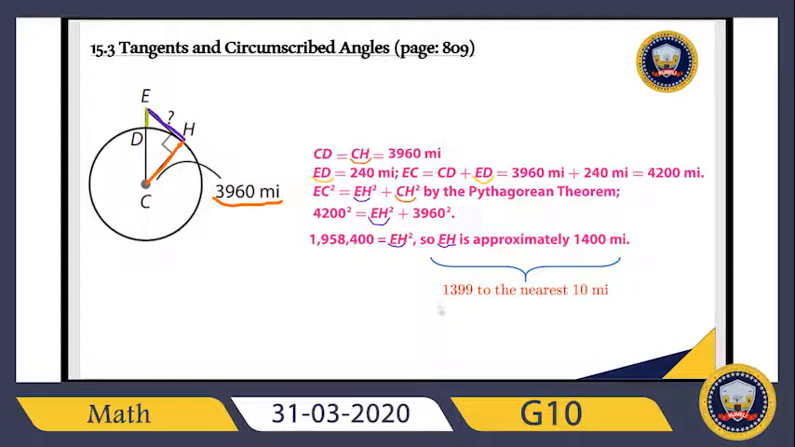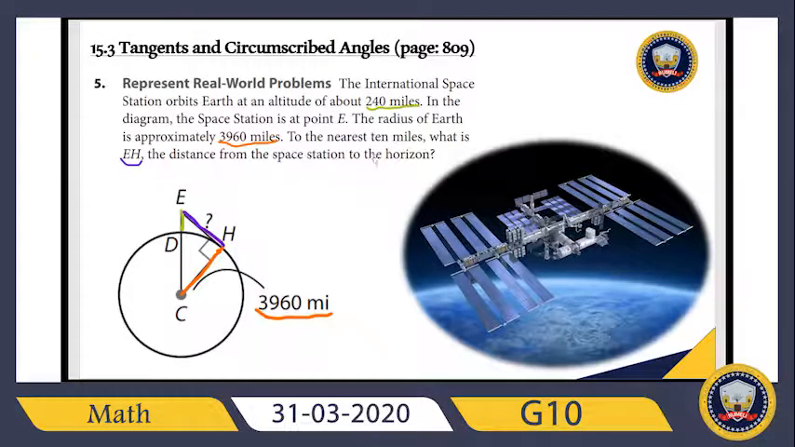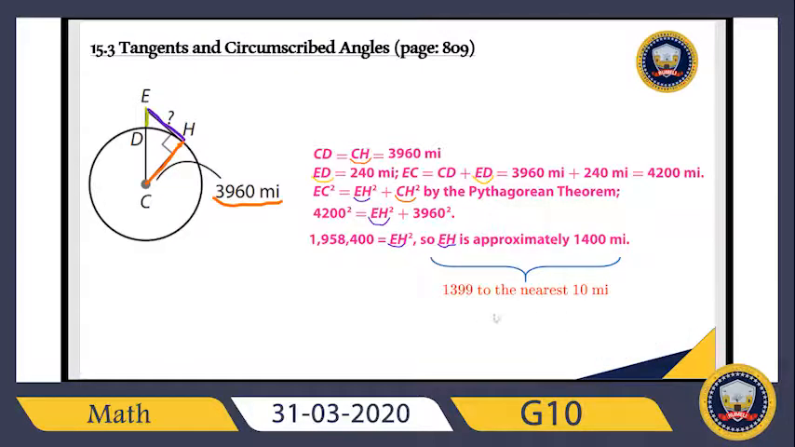Now, I take the square root of this number. It gives me 1,399. Now, this is not the final answer. Why? Because the question says to the nearest 10 miles. So you should approximate your final result to the nearest 10 miles. So I will add 1 to it. That's the approximation that is required by the question. So 1,399 rounds to 1,400 miles. So EH is approximately 1,400 miles, which is this distance over here.